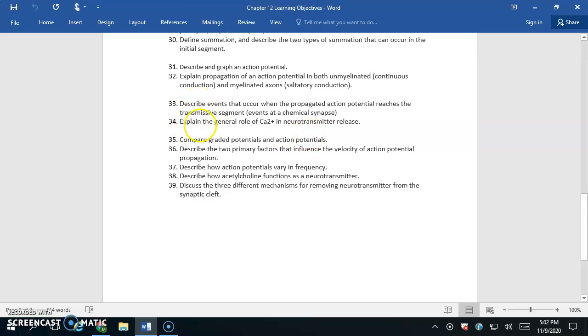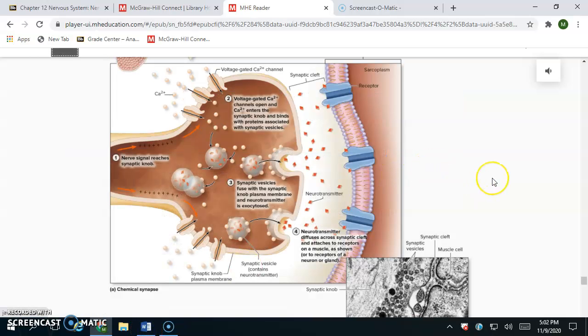So the next couple of objectives is actually a review from Chapter 10. We have already talked about events that occur at a chemical synapse when we talked about the events at a neuromuscular junction in Chapter 10. And we also talked about the role of calcium and the release of neurotransmitters. So I will just briefly show you, we'll go back to the textbook.